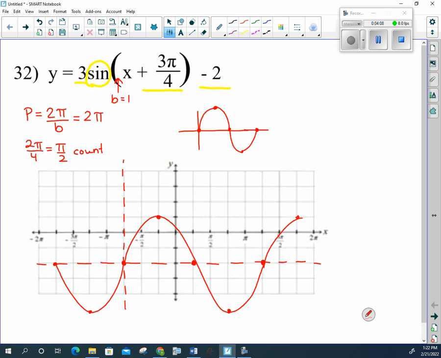Remember, your sine curve always starts on the midline, so you need to get your midline drawn in first. If you have any phase shift, put that in. Get your starting point for your sine curve in, and then from there, figure out how far apart the key points should be.